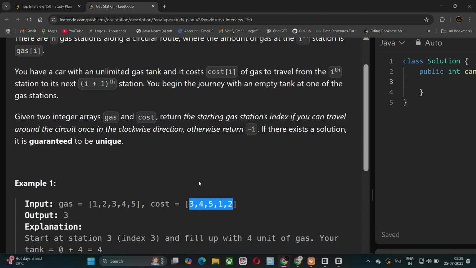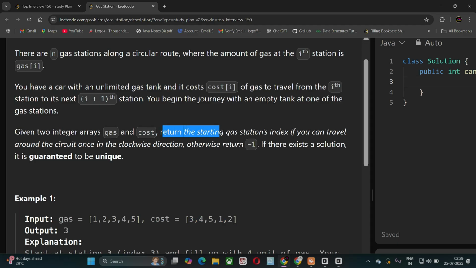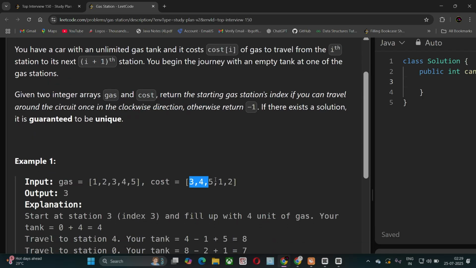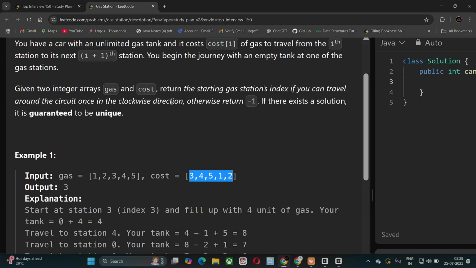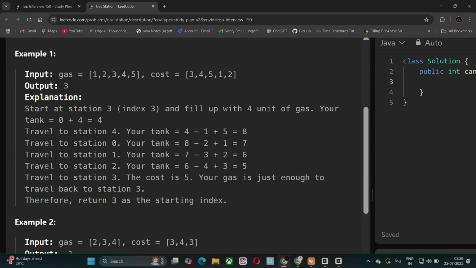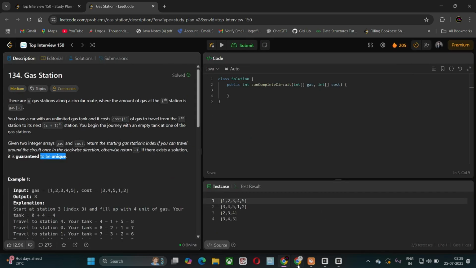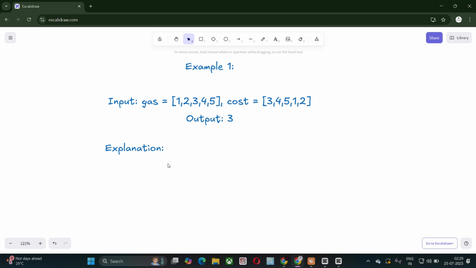This is the value of gas we have, and this is the cost we have to travel from one station to another station. It says return the starting gas station index if you can travel around the circuit once in the clockwise direction, meaning we travel in a clockwise direction using this cost. Otherwise return -1. If there exists a solution, it is guaranteed to be unique.